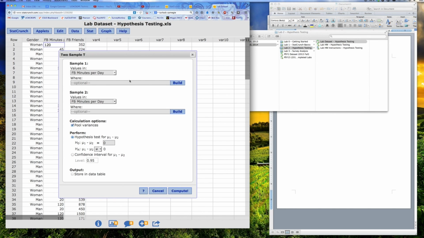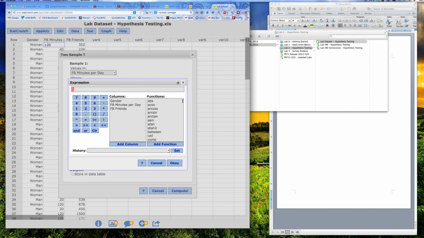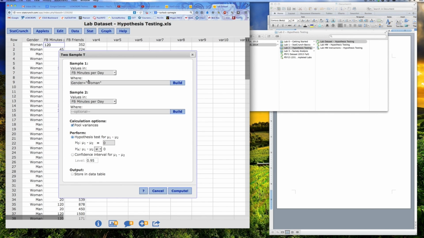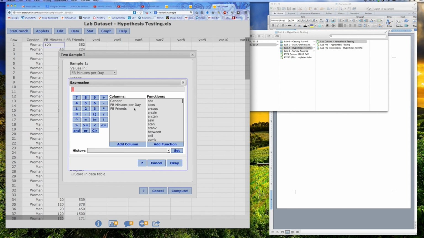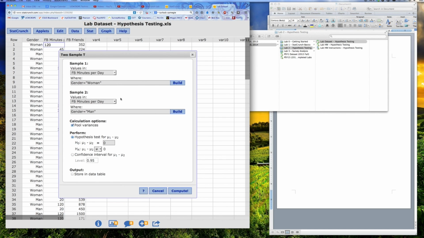And then to separate our two groups, click on the build button in the where box. And the first group is going to be gender, add column, equals, and in parentheses write in woman. Because we have to put in parentheses because it's actual words instead of numbers there. So the first category or the first group we're comparing is gender equals woman. And the second group is gender equals man. The best way to set up a t-test is to have the independent variable or the two groups in one column and the dependent variable or the measure in a separate column, and then just set it up like this.